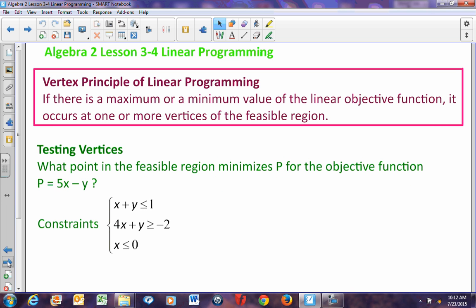The vertex principle of linear programming says if there is a maximum or a minimum value of the linear objective function, it occurs at one or more vertices of the feasible region. In other words, it will occur where lines intersect. Okay, so let's take a look at that. Let's test some vertices. What point in the feasible region minimizes p for the objective function p equals 5x plus y? And here are our constraints.